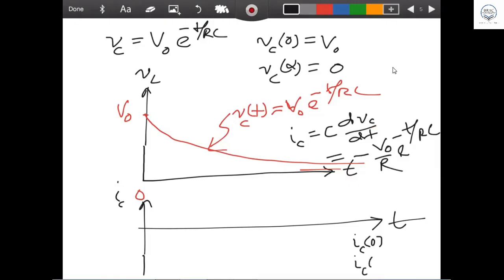Can you tell me, Jihad, what is the value of IC 0 and IC infinity from this equation? Yes, sir. IC 0 is minus V0 by R. Minus V0 by R. Good. And Jawatan, can you tell me what will be the IC infinity?